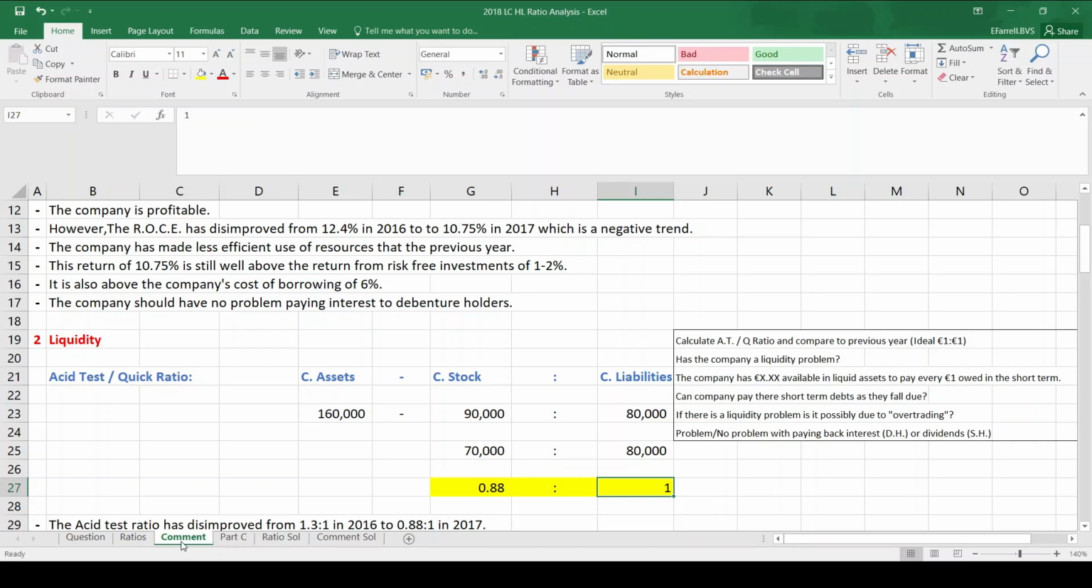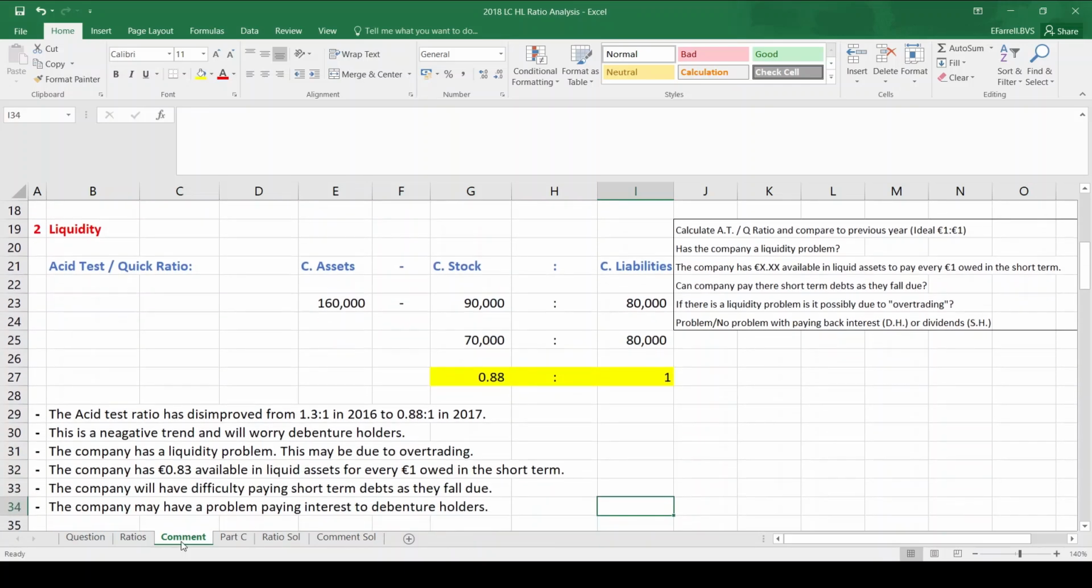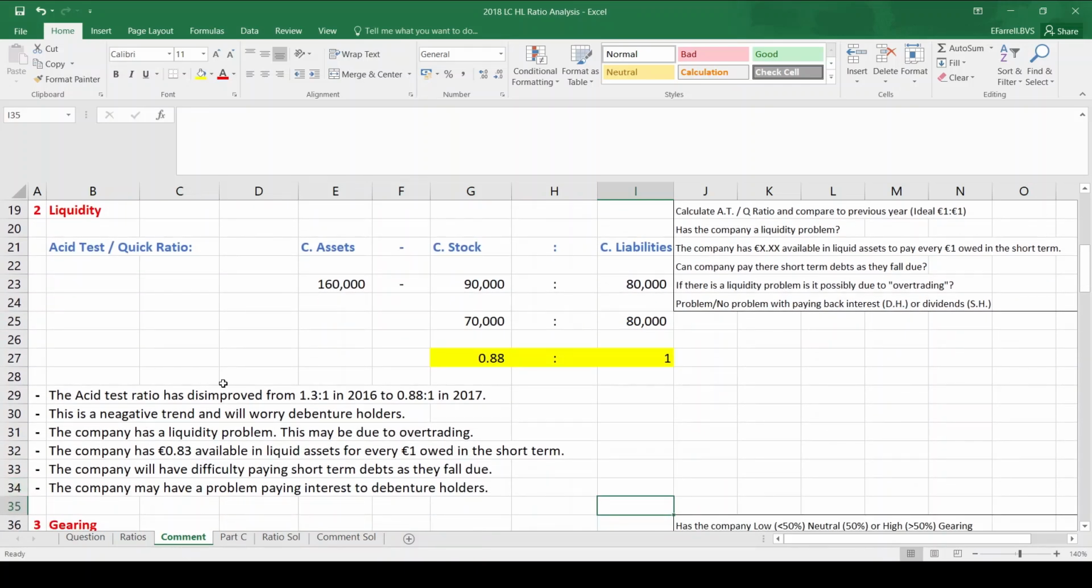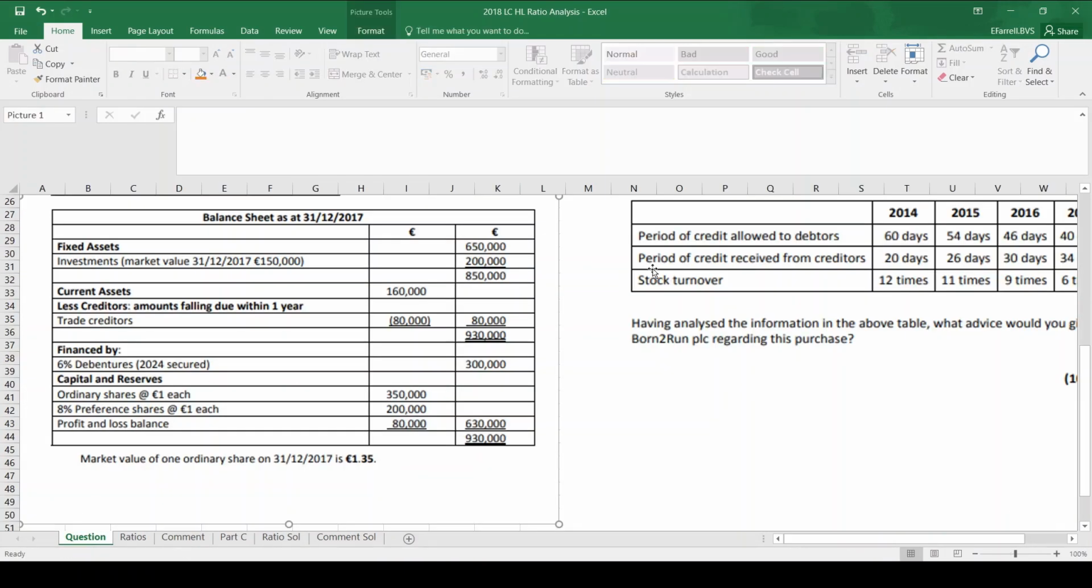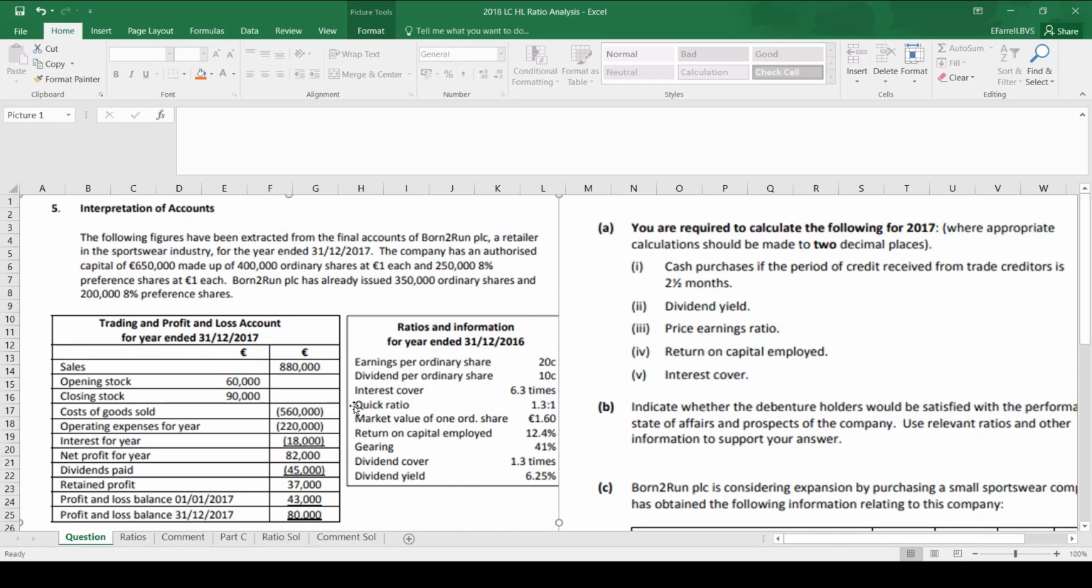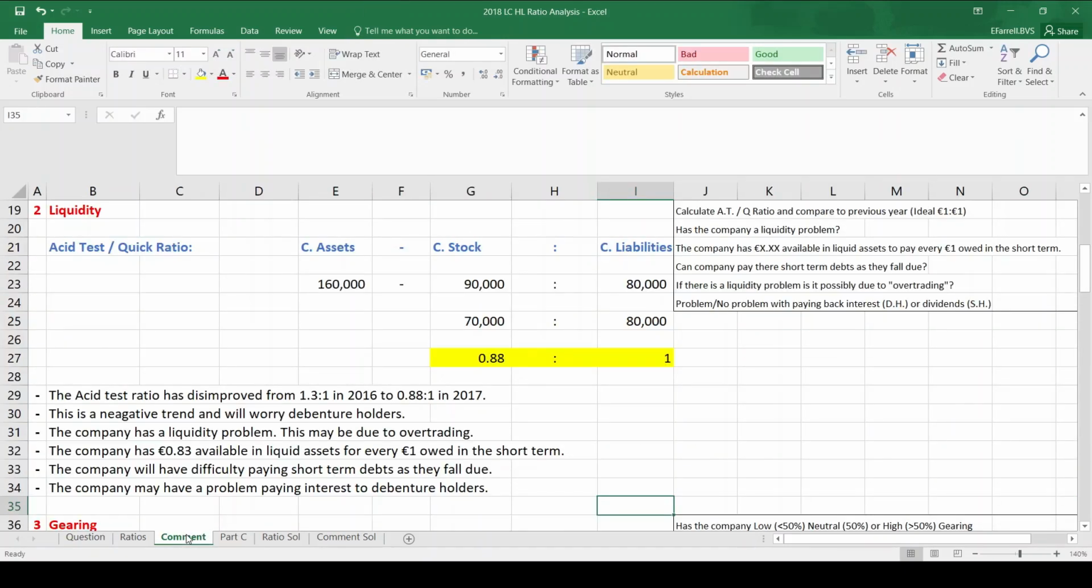Okay, so this ratio really should be over 1 is to 1. If you're using your current ratio, it should be over 2 is to 1. So to answer this, the acid test ratio, and again, we'll just have a look at what it was last year to comment on it. So last year, the acid test or quick ratio was 1.3 is to 1, which is good. It was okay. It was over 1 is to 1. Now it's gone to 0.88 to 1. So the acid test ratio has disimproved from 1.3 to 1 in 2016 to 0.88 is to 1 in 2017.